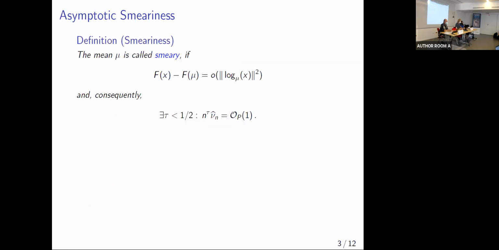And we call the mean smeary if the Fréchet function has at its minimum at the population mean an order of less than x square essentially. And here we use this logarithm map to have vectors in tangent space. This basically just means that at the minimum, we cannot approximate the Fréchet function by this normal parabola, but it's flatter. And that, of course, means that essentially the asymptotic rate of this sample mean in the tangent space here is slower than 1/2.